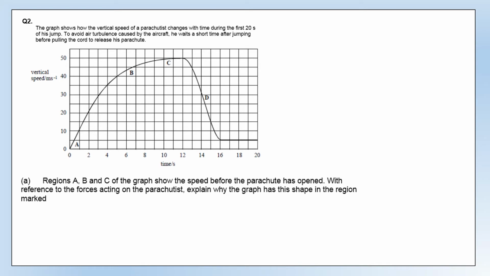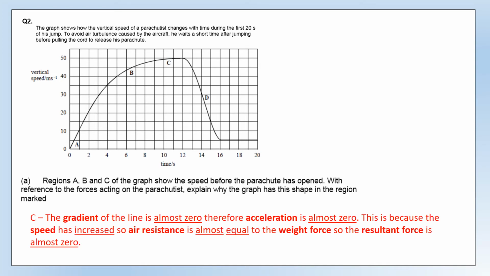And then part C, we can see the gradient is almost or approaching zero. Therefore, acceleration must be almost zero. And this will be because the speed is increased even more and air resistance is almost equal to the weight force, so resultant force is almost zero.